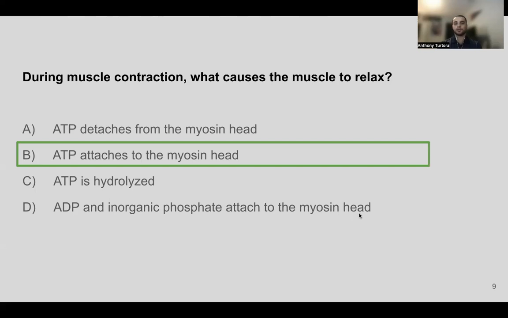If you didn't get this question right, that's okay. We will go over the sliding filament theory, and that's just the theory of how muscle contracts.